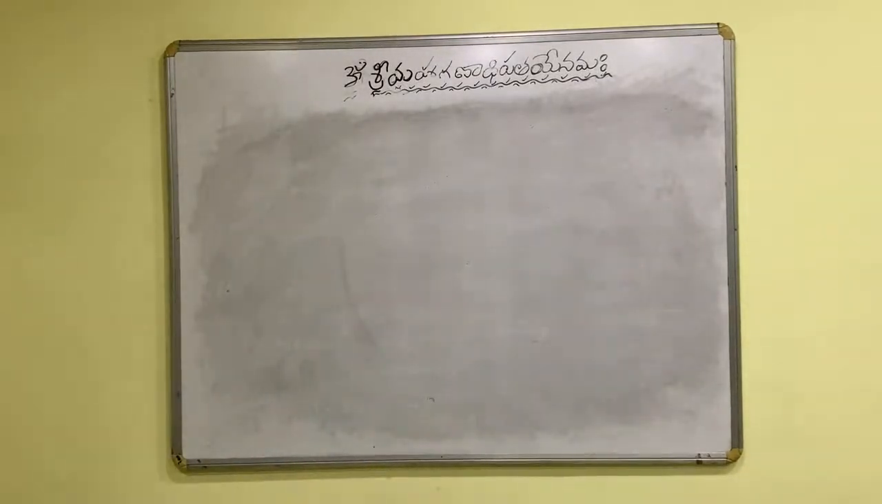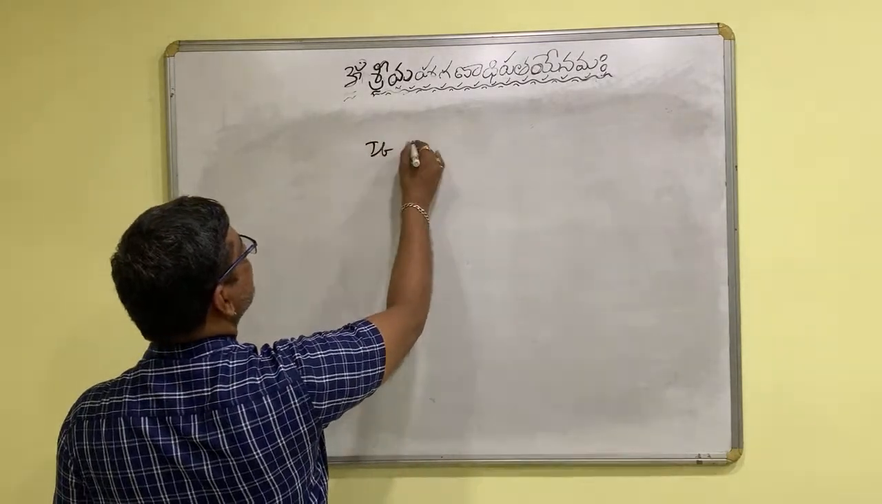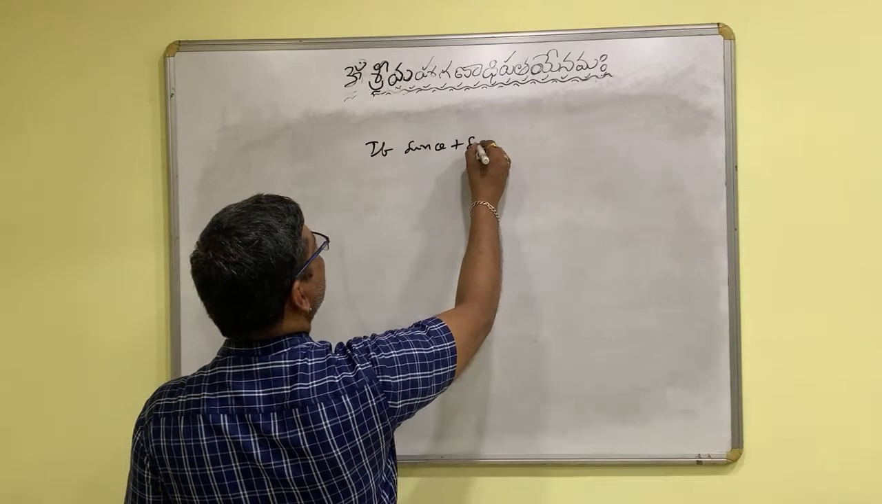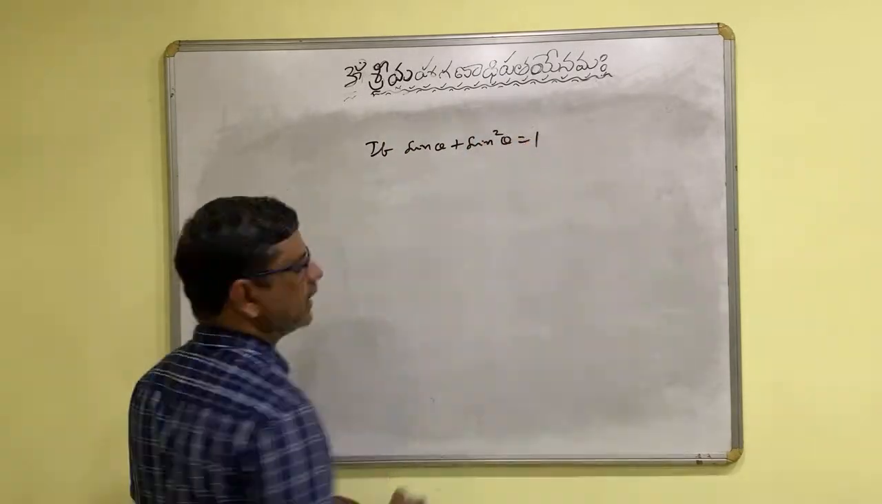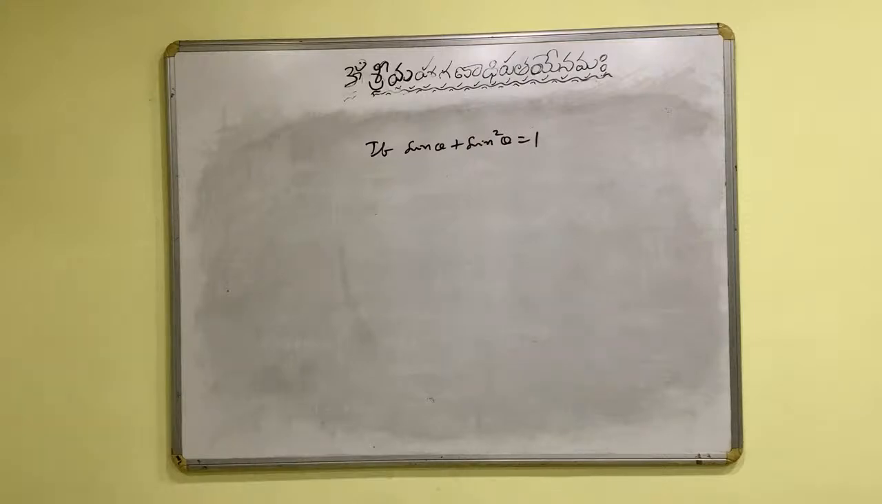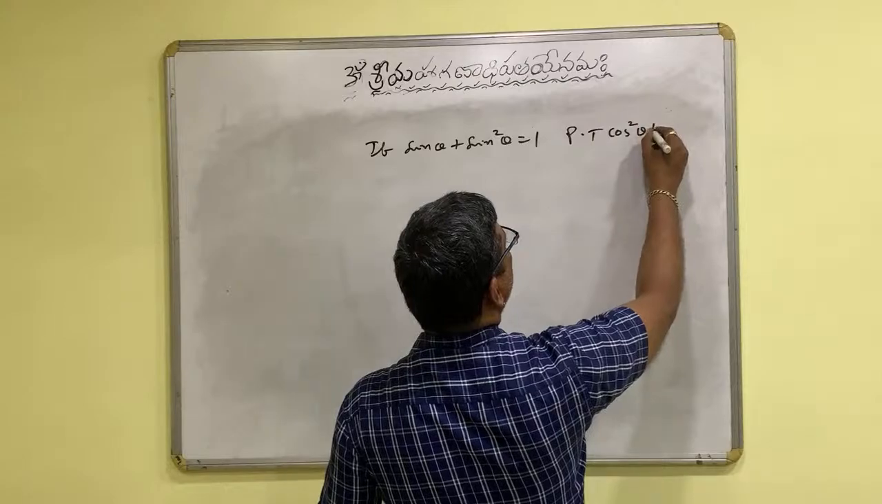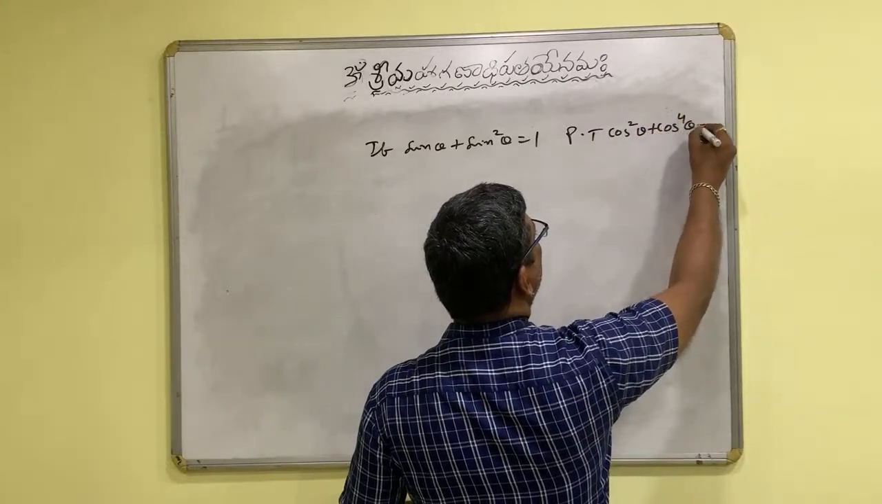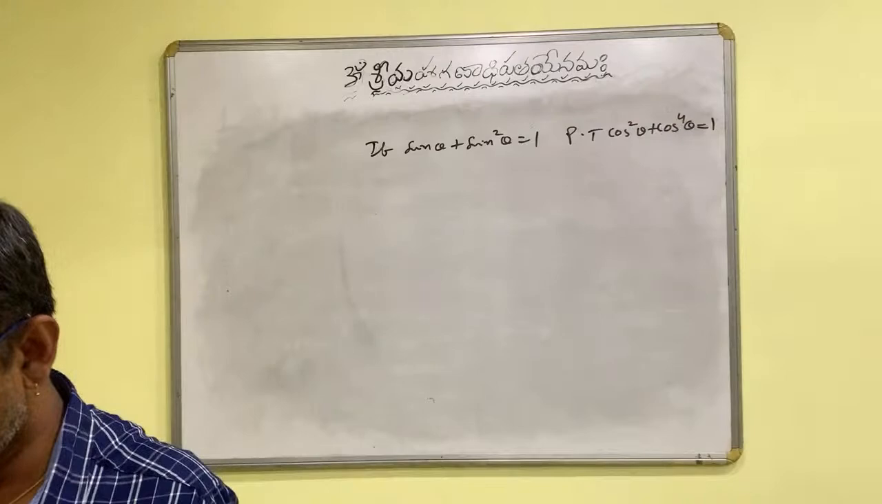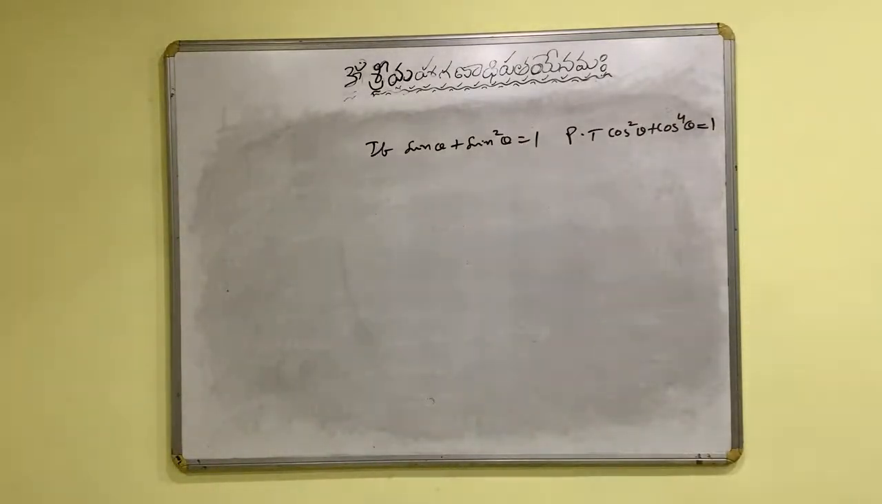Right. So very important question. This one is, if sin theta plus sin square theta is equal to 1, prove that cos square theta plus cos power 4 theta is also equal to 1. How to do this? Sin theta plus sin square theta is equal to 1. Prove that cos square theta plus cos power 4 theta is also 1.